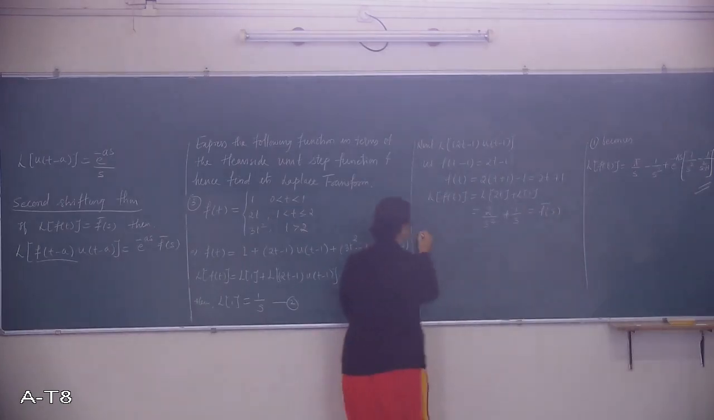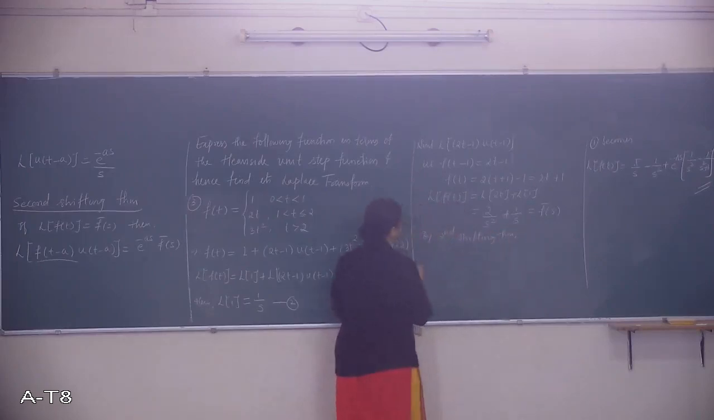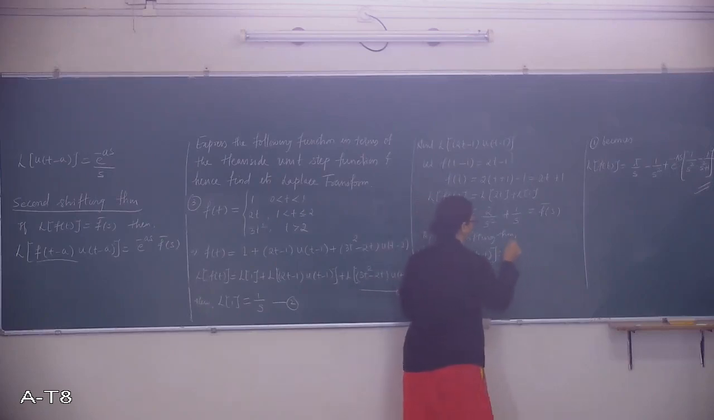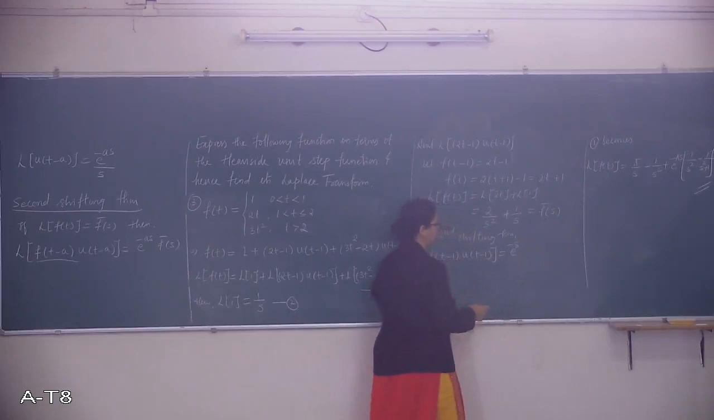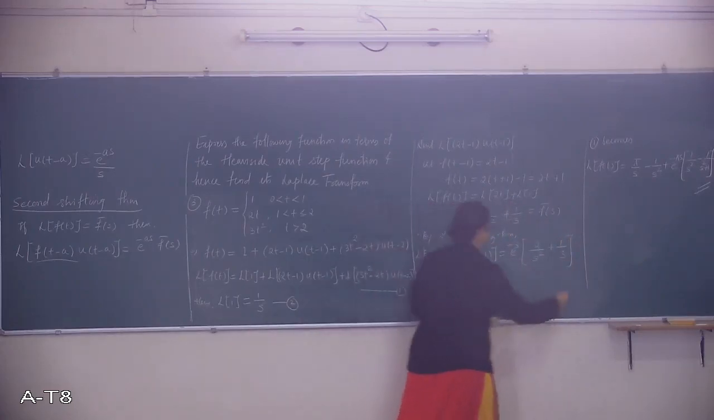Therefore, by the second shifting theorem, the Laplace transform of f of t minus 1 into u of t minus 1 will be e to the power minus as, where a is 1, so it is e to the power minus s into f bar of s. F bar of s is 2 by s square plus 1 upon s. I call this result 3.